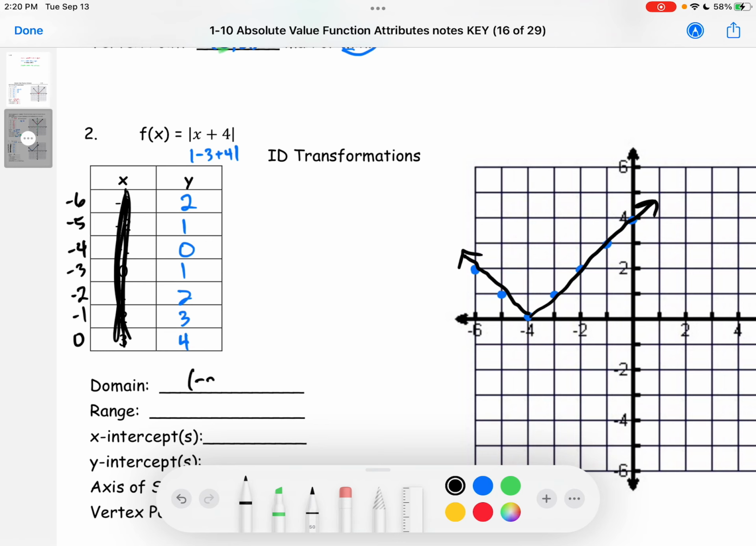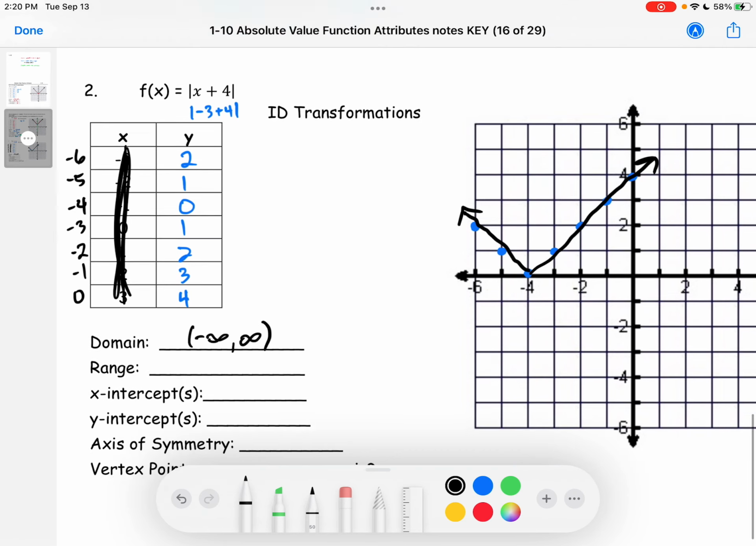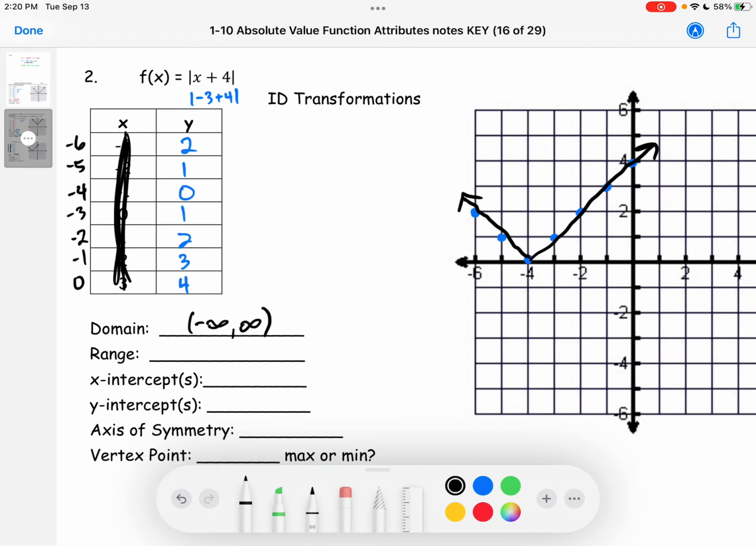Your domain is the same as before. Nothing has changed about that. The range going from bottom to top, well, our lowest y value, the lowest y value in this range is 0. It goes up to infinity. X-intercepts. We've got 1 right down here. It's at -4. We've got one y-intercept up at +4.